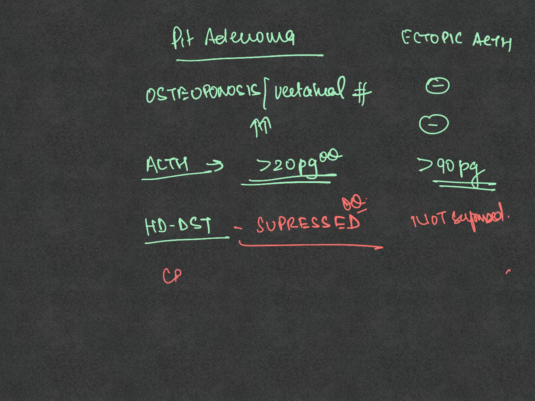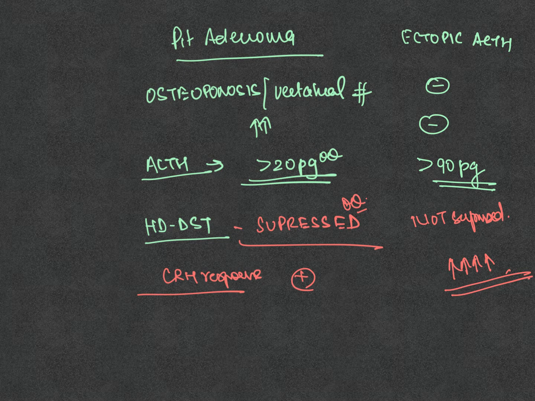And the CRH response is going to be positive here. Why? Because the hormone is flowing in the same rhythm, so CRH can act. While in ectopic ACTH, the ACTH is already very high. There is loss of pulsatile nature, so no effect of CRH. So this is the difference between pituitary adenoma and ectopic ACTH.